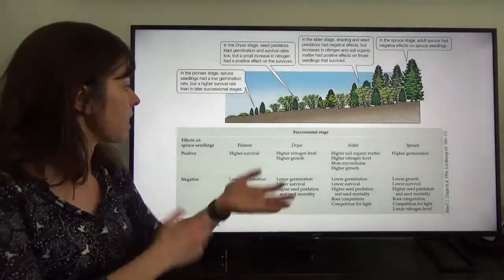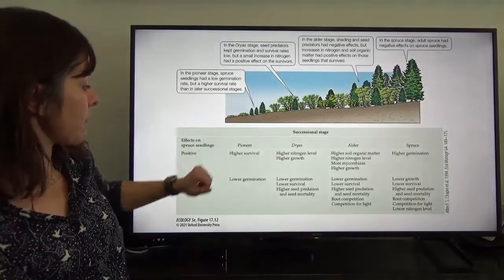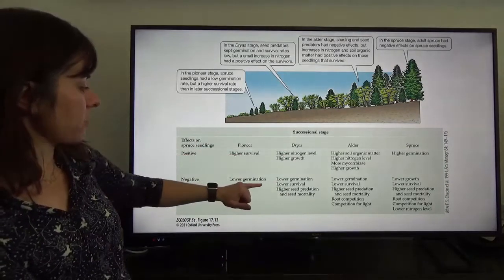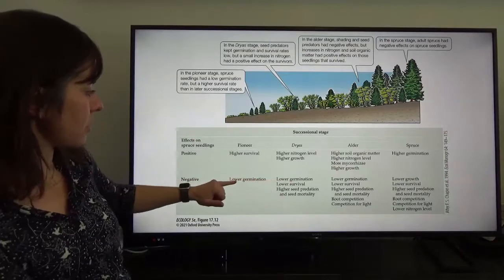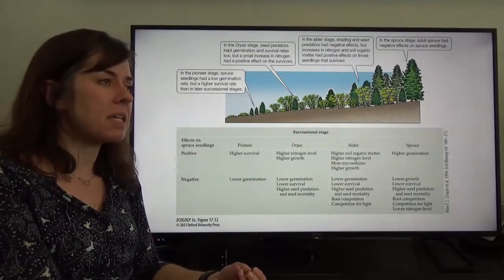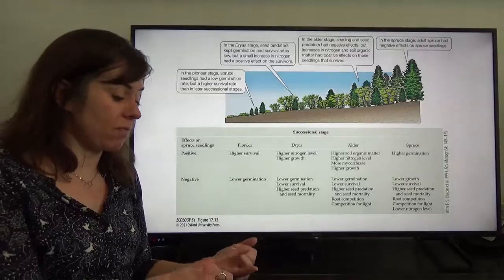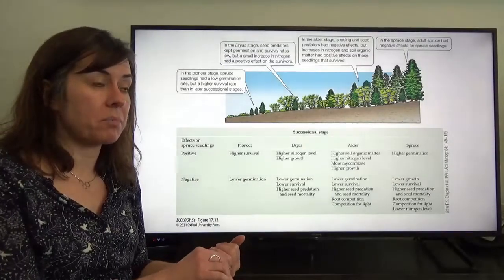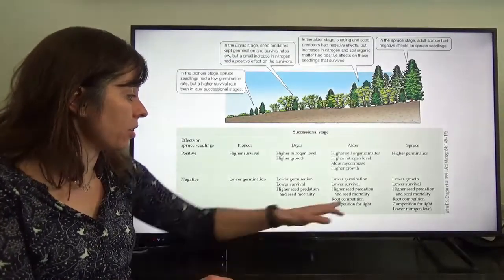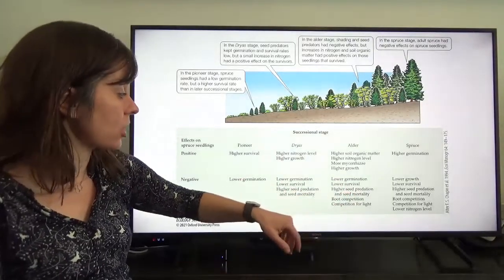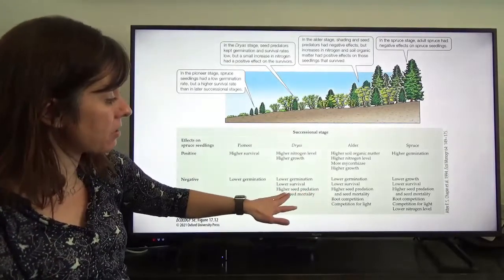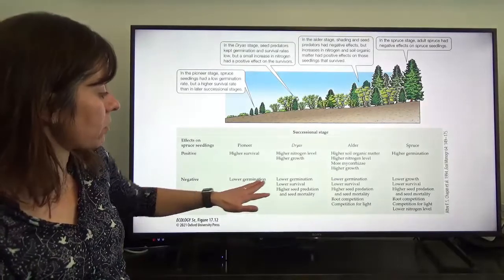So if seed of spruce did arrive out here in this pioneer stage, what happens? He found that, first of all, there was lower germination, and that was consistent across the pioneer stage, the Dryas stage, and the alder stage. That may simply be a function of some component of the environment that doesn't support germination, or it may be associated with greater seed predation as well. So in both the Dryas and the alder category, we have higher seed predation and seed mortality. We have lower germination across the board.